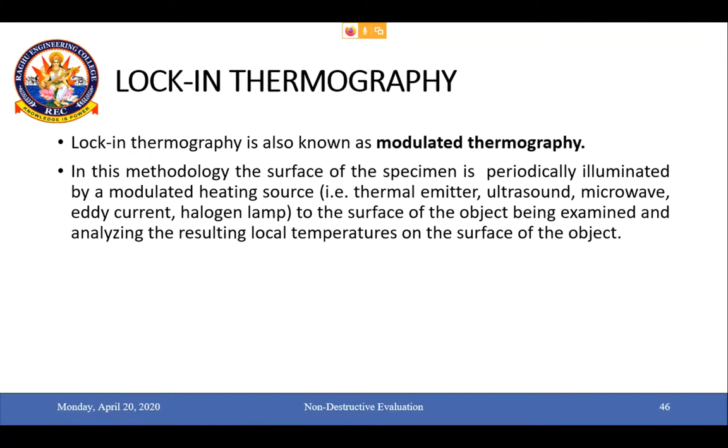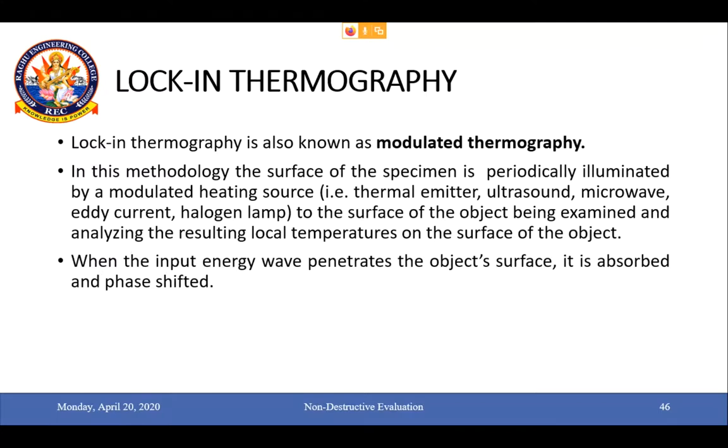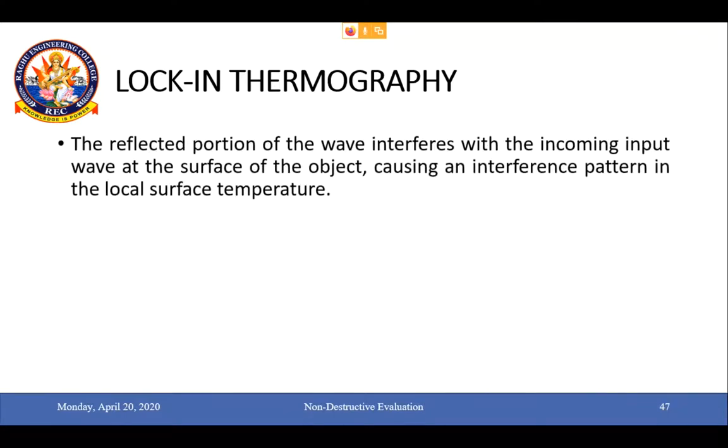Next point. When the input energy wave penetrates the object surface, it is absorbed and a phase shift happens. When the input wave reaches areas within the object where the thermophysical properties are not homogeneous in relation to the surrounding materials, the input wave is partially reflected. So whenever it reaches a defect, the input wave is partially reflected. The reflected portion of the wave interferes with the incoming input wave at the surface of the object, causing an interference pattern in the local surface temperature.